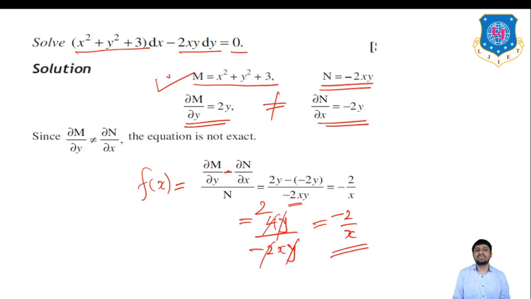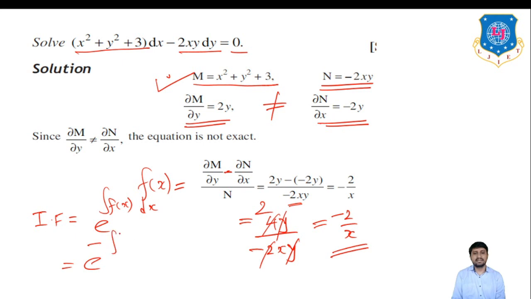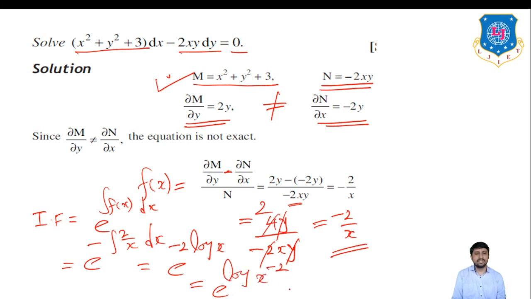So this is a function of x, and now your integrating factor. What is my formula? E raised to integration f of x dx. So e raised to integration minus 2 by x dx, which is equal to e raised to minus 2 log x. That can be written as e raised to log x raised to minus 2. E and log will be cancelled out, so x raised to minus 2. So you will get 1 upon x square.